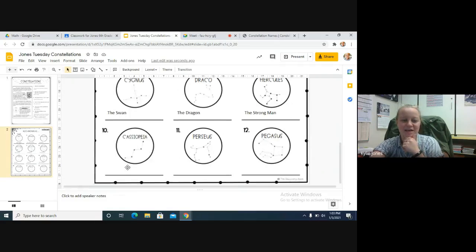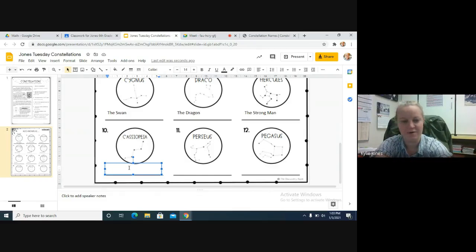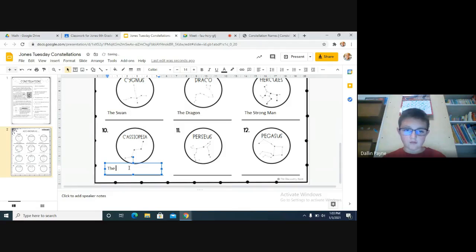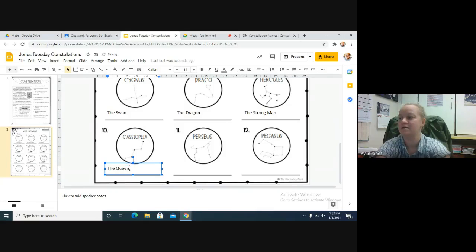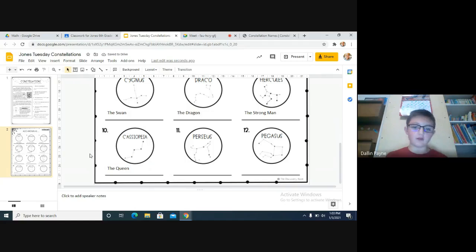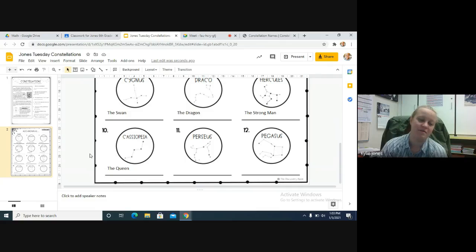Alrighty, let's look at number 10, Cassiopeia. What did you guys get for that one? The queen. I don't know if I see a queen here. It looks like a W. Maybe that's supposed to be part of the crown.